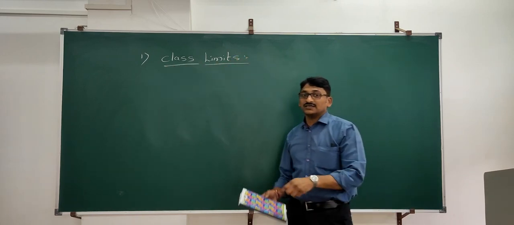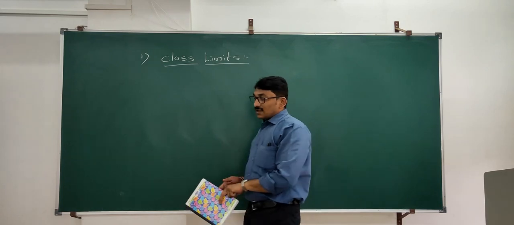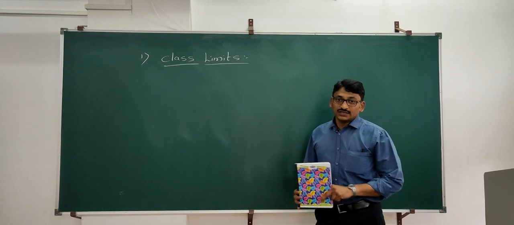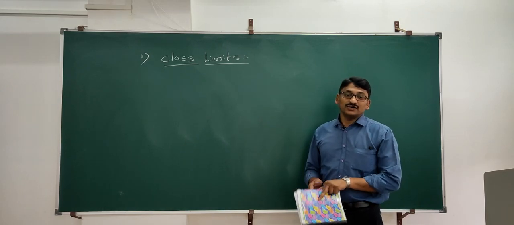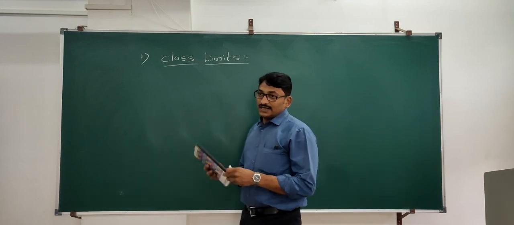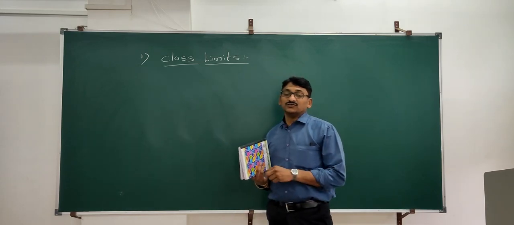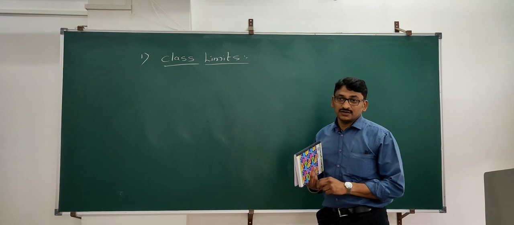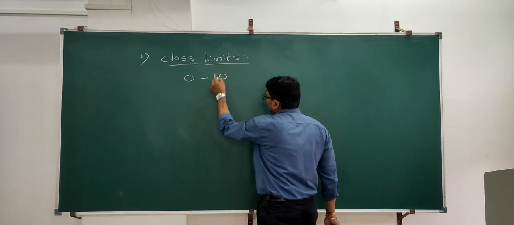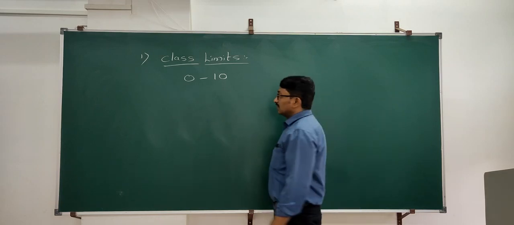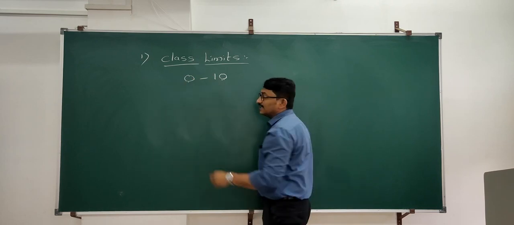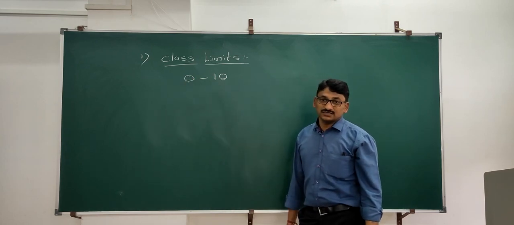Now what do you mean by class limit? Class limit is nothing but the lowest value and highest value of a class interval. For example, if I take the class interval as 0 to 10, here 0 is the lowest value and 10 is the highest value. So these two are known as class limits of this class interval.